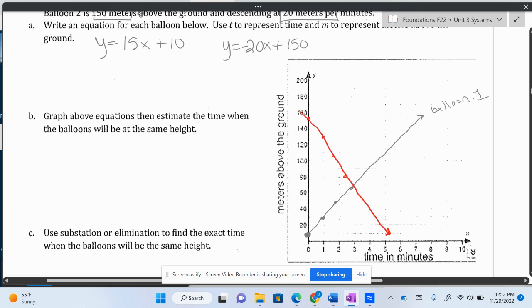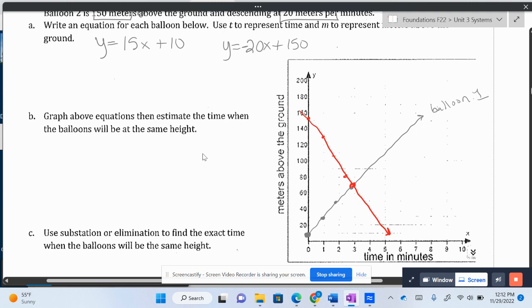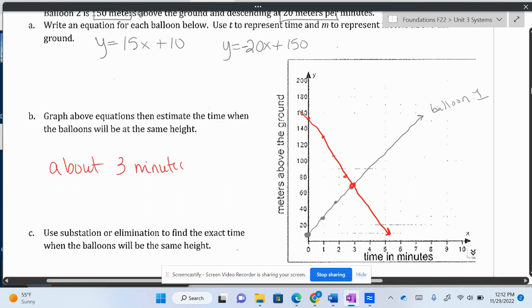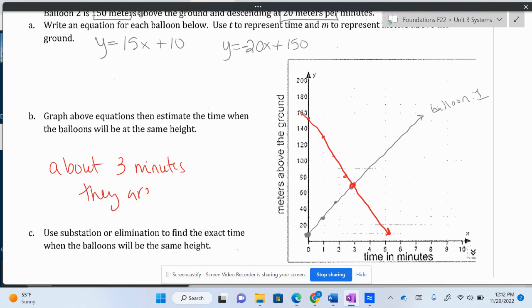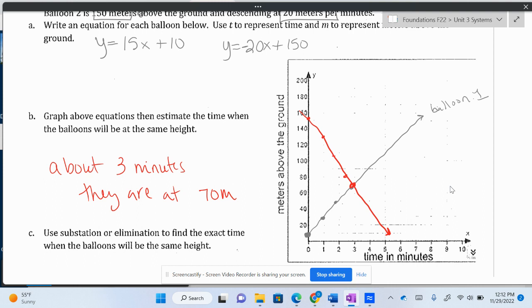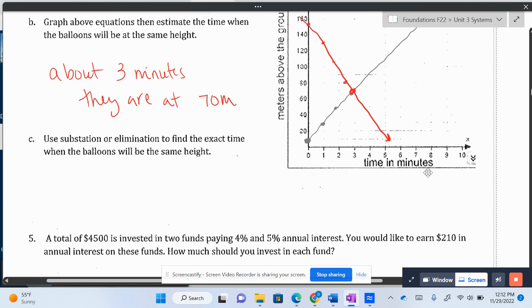So where do you guys think they're going to intersect? After about how many minutes? In about 3 minutes, they are at, I'm going to say 70 meters. Okay. We're not going to solve that one. We just wanted to graph it. So tell me when you guys are ready to go to the next page. We are not solving this one by graphing, and we're going to skip that last one. We'll skip the one at the bottom.